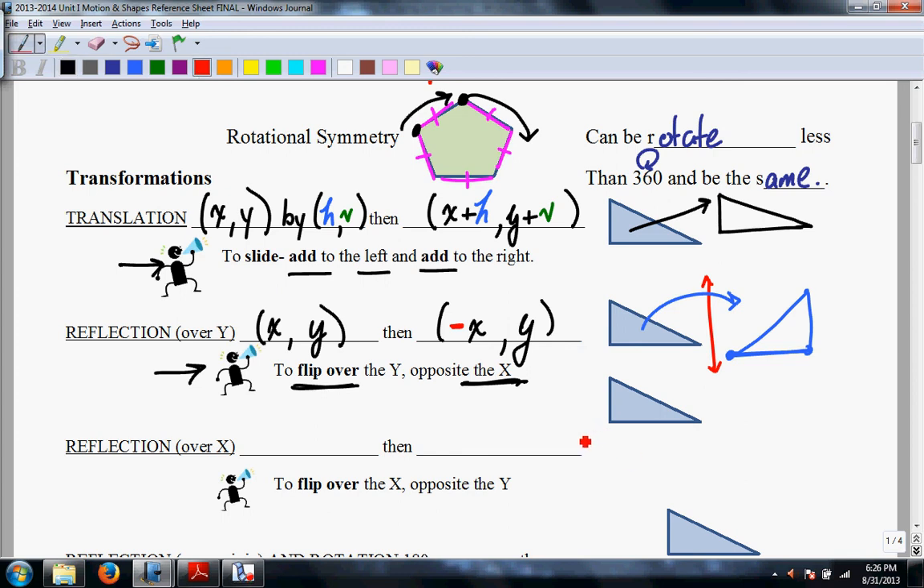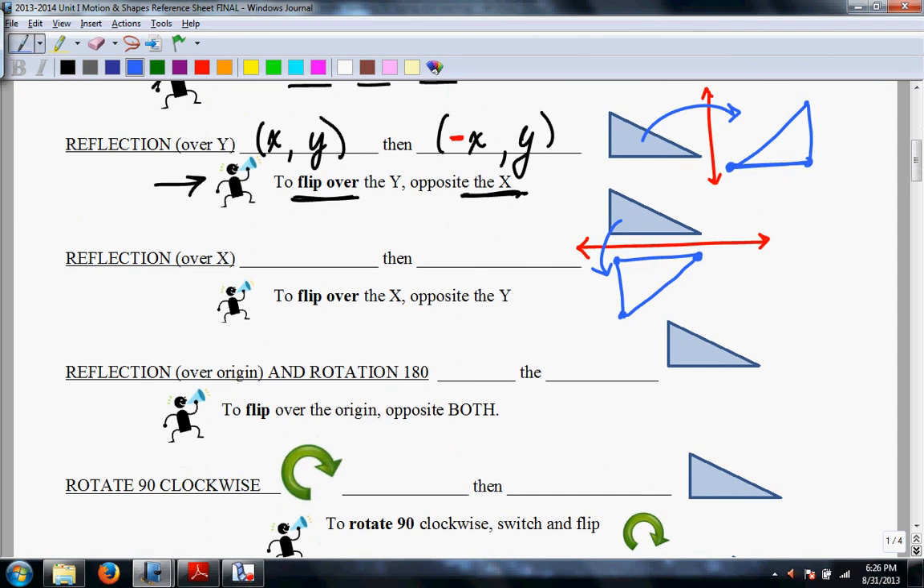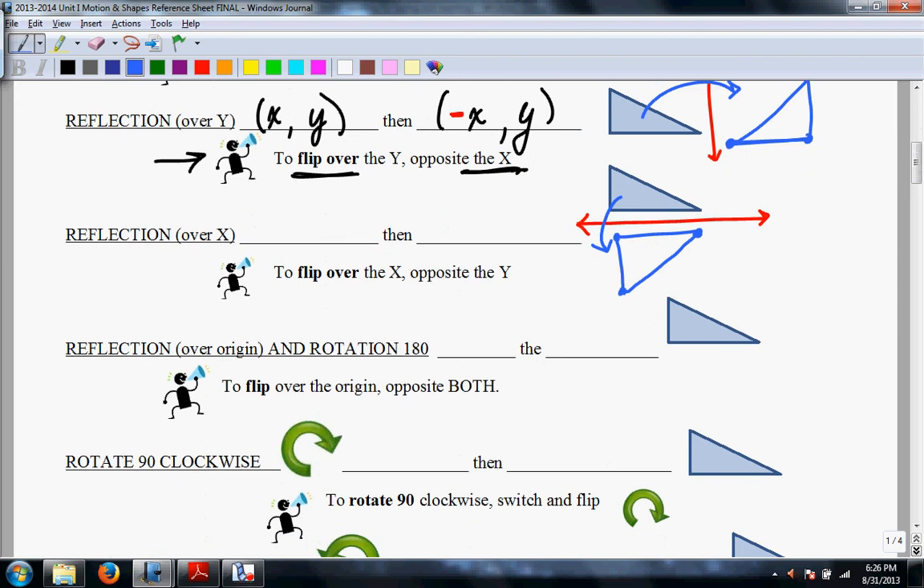Now reflection over the x-axis means you're reflecting horizontally like this across the x-axis. So if I were to flip that over, I would get something that looks like this. And for this one, if I have the xy coordinate, to flip over the y, you opposite the x. If I want to reflect over the x, you opposite the y.